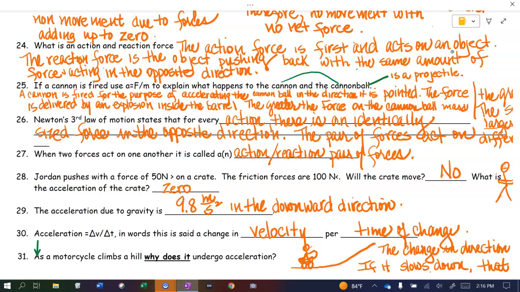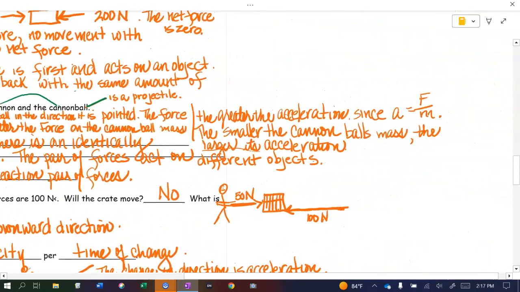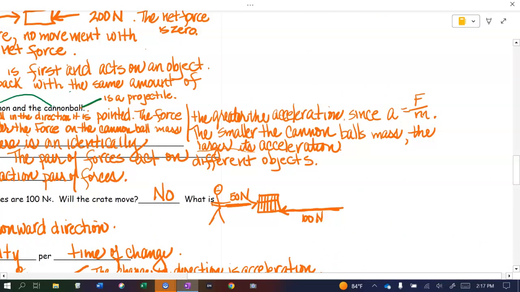So a cannon is fired for the purpose of accelerating the cannonball inside of it in the direction it's pointed. The force is delivered by an explosion inside the barrel, right? The greater the force on the cannonball mass, the greater the acceleration, since the acceleration depends on the force divided by the mass. All right, so if you add more force up here, that means you would get a greater acceleration.